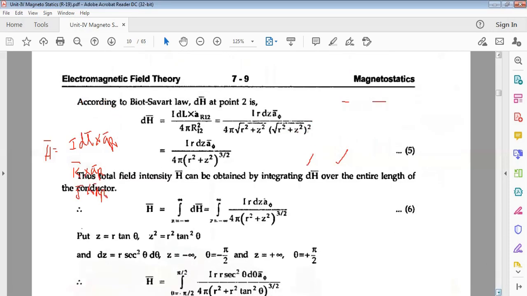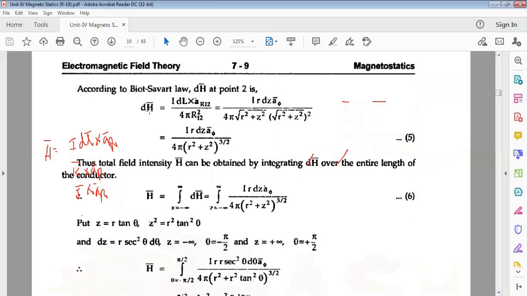Got it, madam? Now dh bar, according to Biot-Savart law, dh bar at point 2, which means the point is on the y-axis, is I dl bar cross ar bar by 4 pi r square. What is I dl bar cross ar bar? We got I r dz aφ bar and the square root of r square plus z square is there.